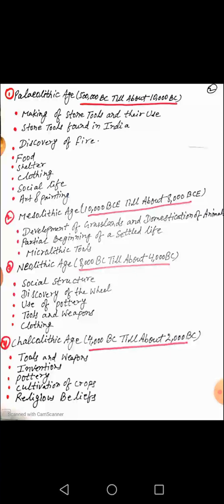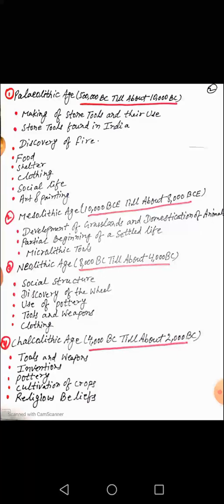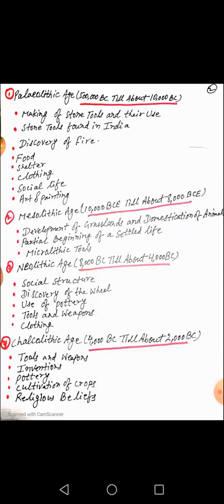Now the second stone age is Mesolithic age, which started at 10,000 BCE till about 8,000 BCE. There are 3 points related to Mesolithic age. Number 1 is development of grasslands and domestication of animals. Number 2 point is partial beginning of a settled life. Number 3 is microlithic tools.